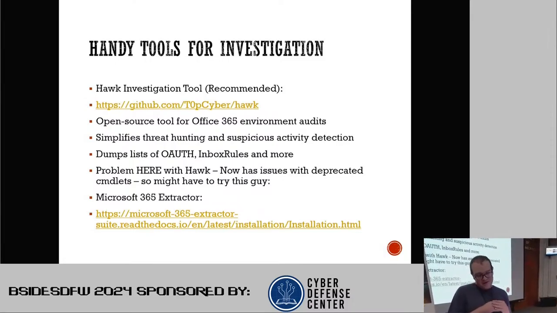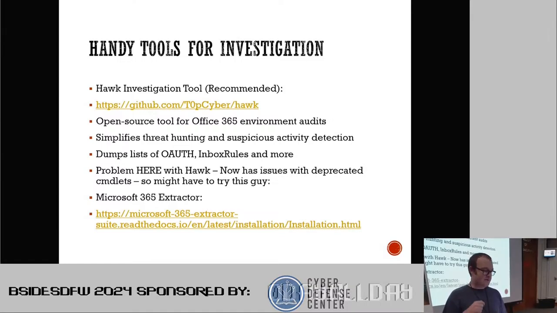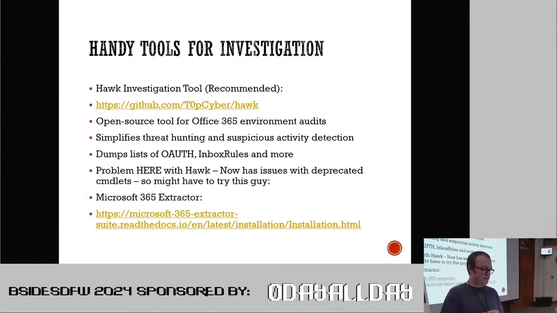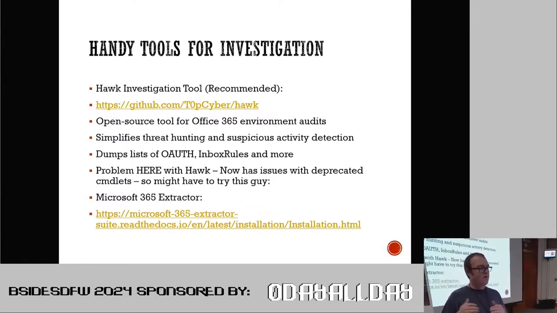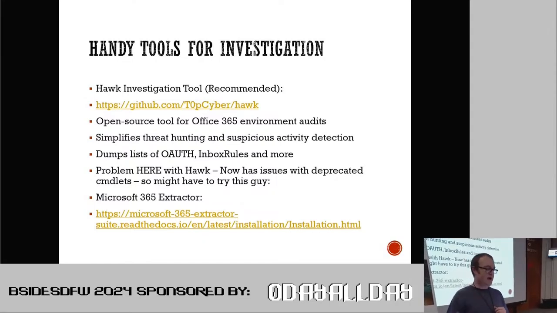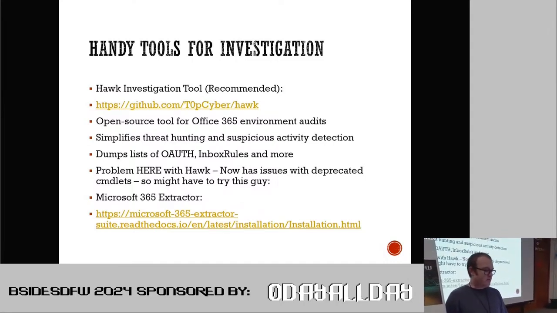What it did was search through audit logs, check consent grants, and dump all those into an Excel file. It would check for inbox rules that were created from shell, so specific commands like New-InboxRule or Set-InboxRule, and then dump those out with a modification date so you can find out when they were created, what the name is, and what they actually do, with pretty close to the full text of what the actual rules were. So as I mentioned, there's now kind of a problem with Hawk.